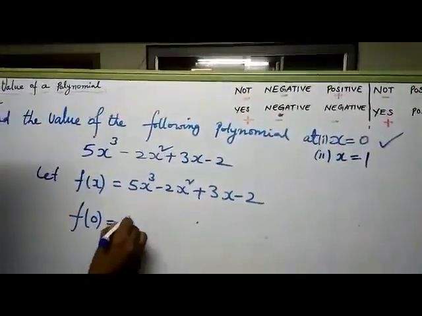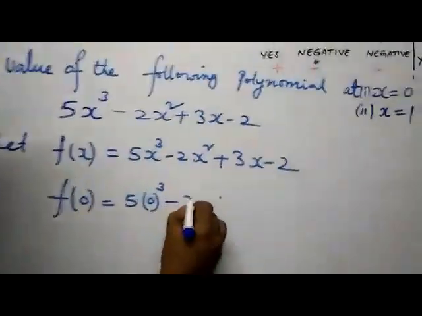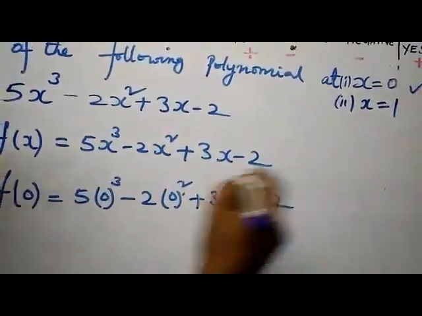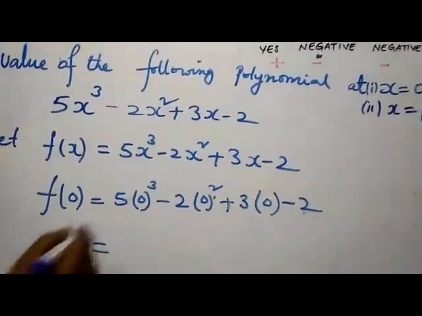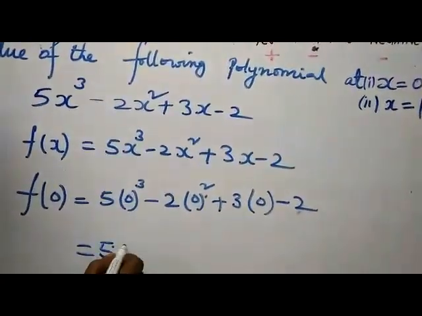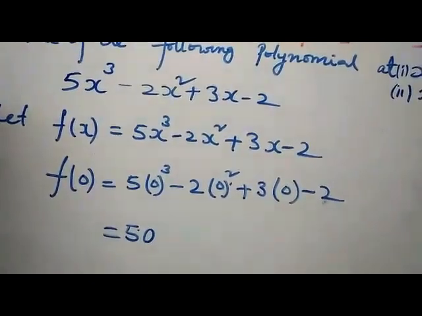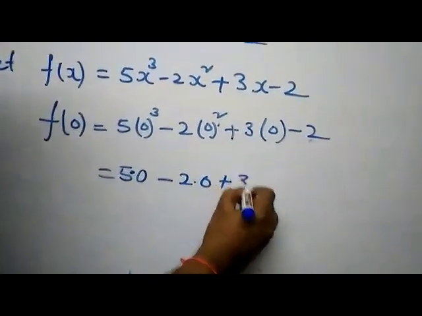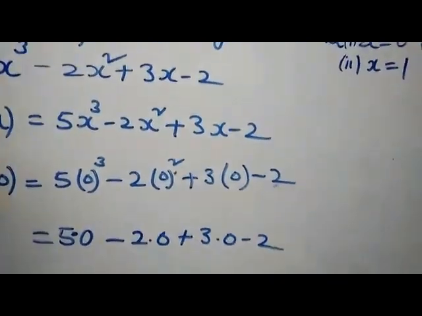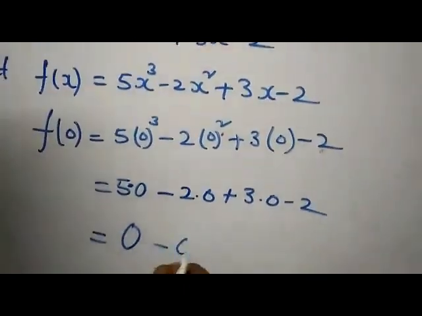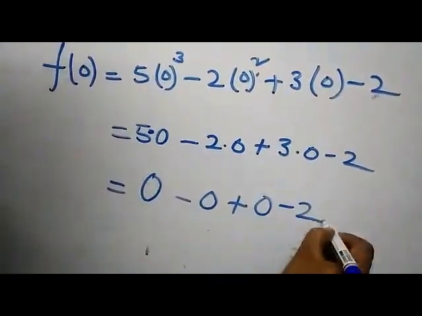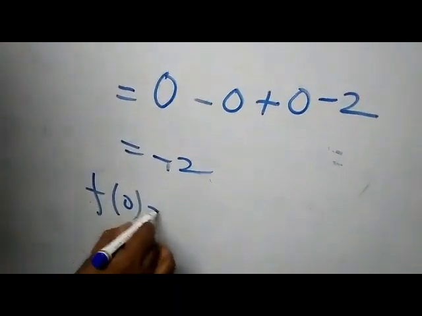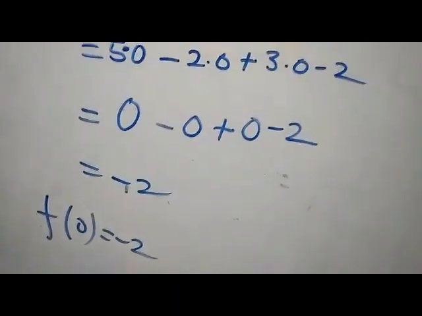f of 0 is 5 into 0 cube minus 2 into 0 square plus 3 into 0 minus 2. 0 cube in the sense 0 into 0 into 0, which is 0, so 5 into 0 is 0. Here also 2 into 0 is 0, plus 3 into 0 is 0, minus 2. Finally, the answer is minus 2. Therefore, f of 0 is equal to minus 2.